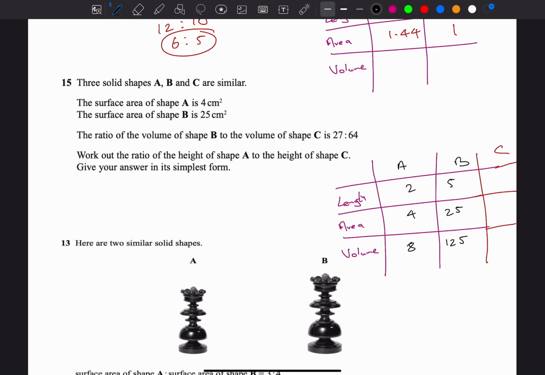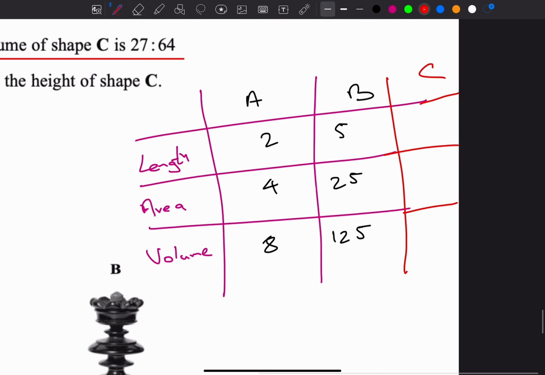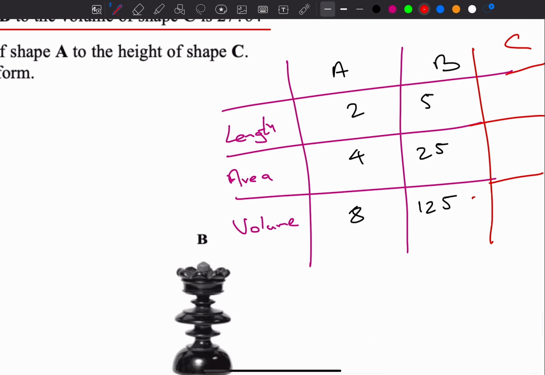And they told you, okay, that's fine. We can keep that. I'm going to change the color because they're going to say another thing again. Now, the ratio of volume of B to C is 27 is to 64. Then you work out the length, which is cube root it. 3 is to 4, the cube root of that. And square it: 9 is to 16.